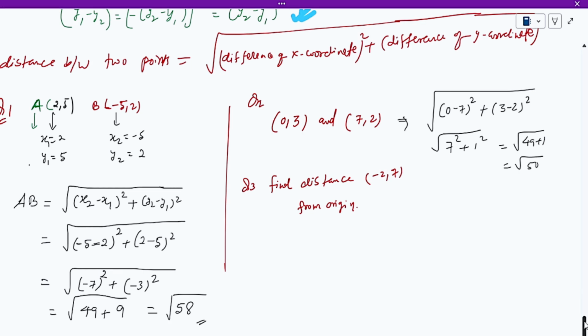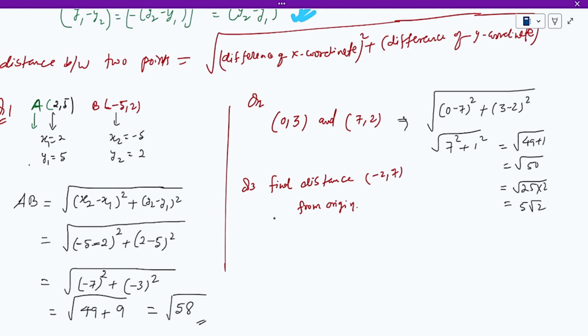But root 50 can be written as the product of a square number 25 and 2. So this is nothing but the square root of 25 into 2. So you can take out the square root of 25, which is 5, and we are left with root 2 inside. So the distance of these 2 points is 5 root 2. Right? Very good.